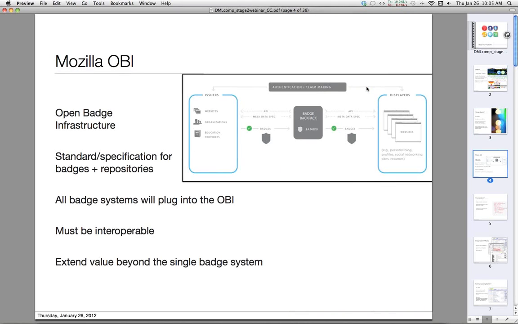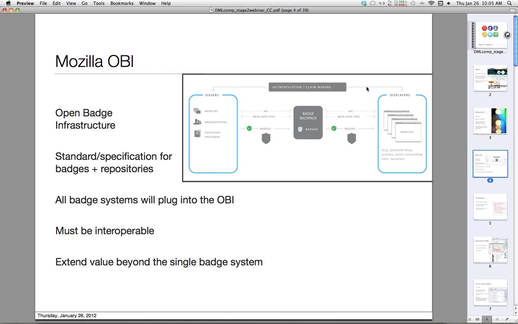So a little bit about Mozilla's Open Badge infrastructure. That's what OBI stands for. The Open Badge infrastructure is really just a standard. It's kind of a micro format for people to start developing badge systems. And all of the badge systems will eventually plug into the Open Badge infrastructure.